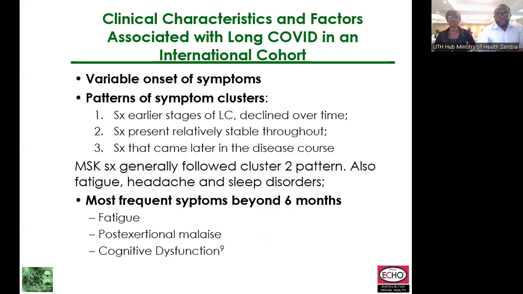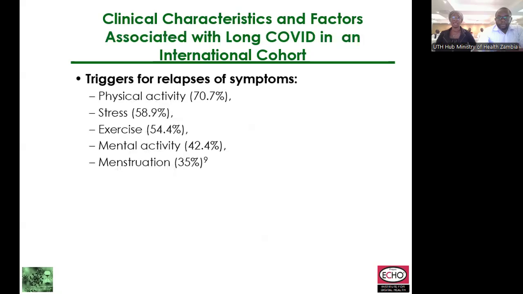Again, the most frequent symptoms which go beyond 6 months are people getting tired or feeling tired all the time, waking up tired. Then post-exertional malaise is after they just move around or do something small, they feel very, very tired. Then the cognitive dysfunction is the memory, the lapsing, the not remembering. Those are still there 6 months down the line. People who have long COVID find that if they take part in any of these activities, it tends to trigger them feeling bad. Some people, it's the physical activity, certain stresses, exercising, mental activity even. And for some ladies, they find that they suffer around the time of their periods.